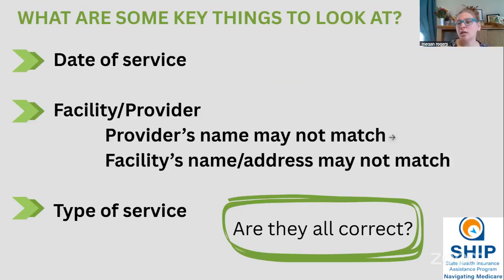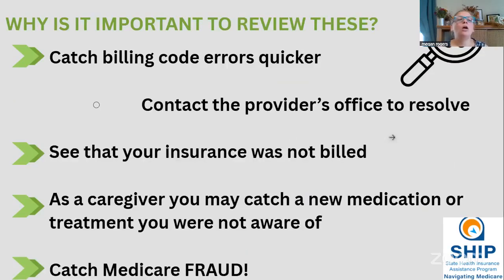We got that corrected. And you do want to make sure that you correct that because ICU is much more expensive than a regular room. So that changed what we owed and what Medicare owed. So that's an example of making sure they're all correct and that the type of service is correct. So let's talk about why you want to make sure this information is correct and why you're looking at these. So, you do want to make sure that you're looking at these to catch billing code errors quicker.